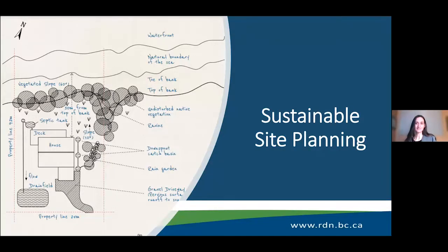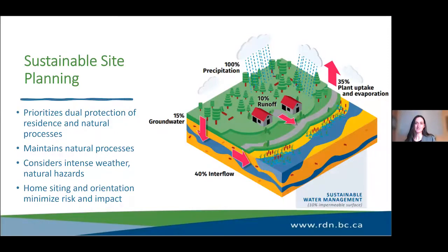Sustainable site planning differs from traditional site planning in that it prioritizes how residential development coexists with the site's natural features and systems. It supports development that maintains natural processes on site and can also protect the character of the area, which is often what attracts us to an area in the first place. It considers the potential for intense weather and other natural hazards like fires and floods, and helps identify lower risk and lower impact site design options.